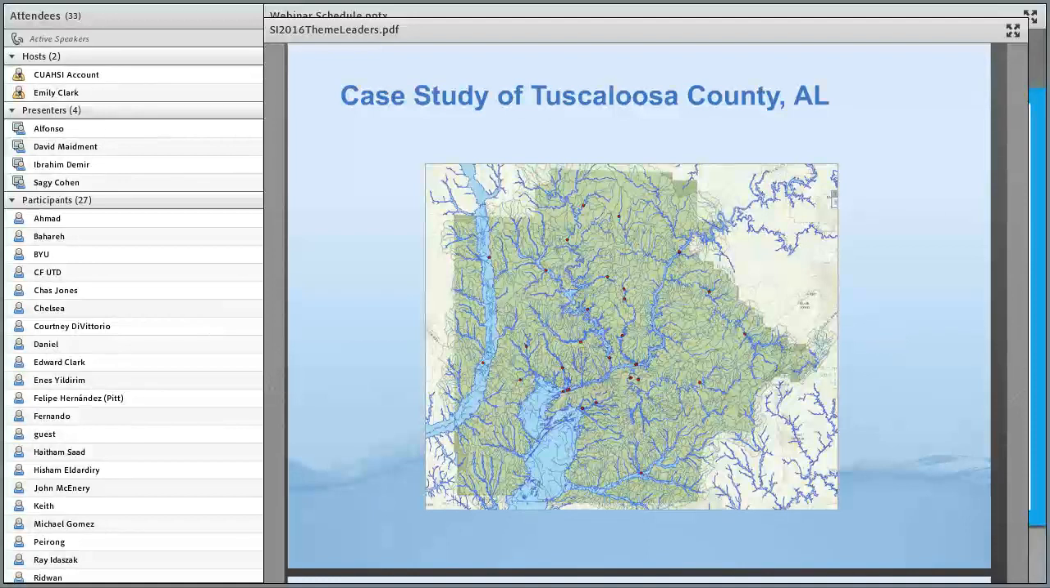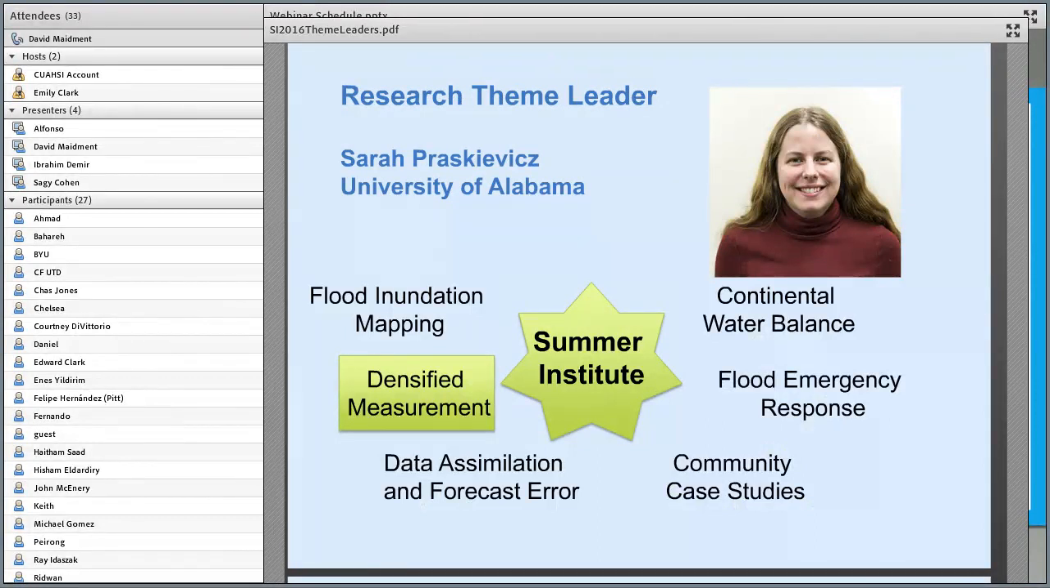And I want now to introduce Sarah Praskievicz, who is assistant professor in the Geography Department of the University of Alabama. And she's going to be talking about related things concerned with densified measurement and mapping and so on in Alabama. Take it away, Sarah.